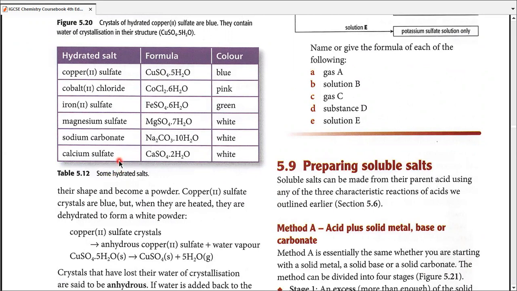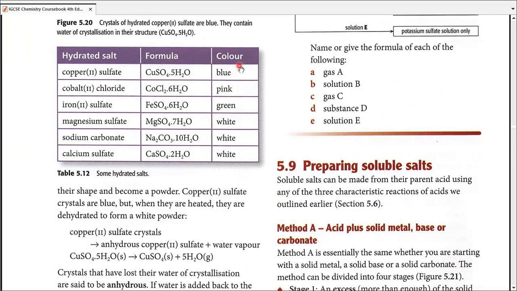I appreciate the students memorizing it. Some of them are colored, some of them are already white. This would give you a pretty good idea of how many molecules of water can be attached to it. And you would see there are different numbers of molecules over here. For example, copper 2 sulfate is 5, cobalt 2 chloride is 6, iron 2 sulfate is 6, magnesium sulfate is 7, sodium carbonate is 10, calcium carbonate is 2.